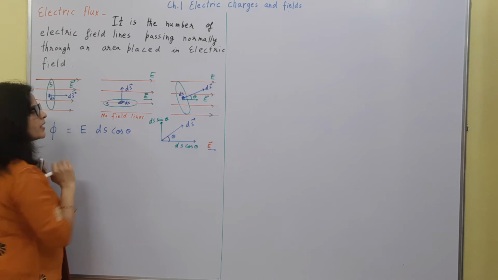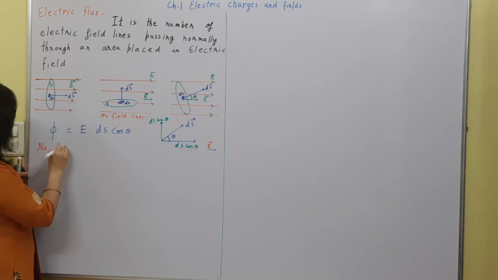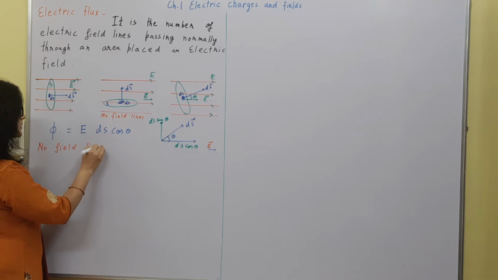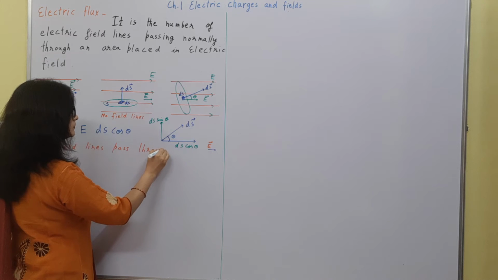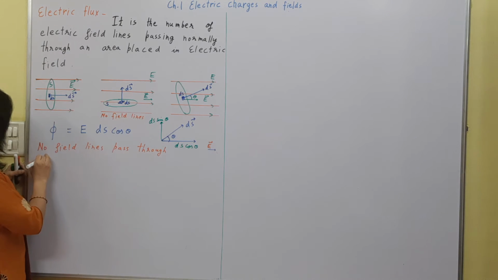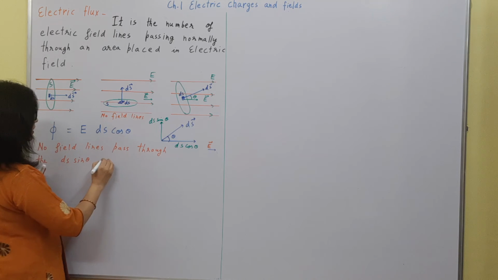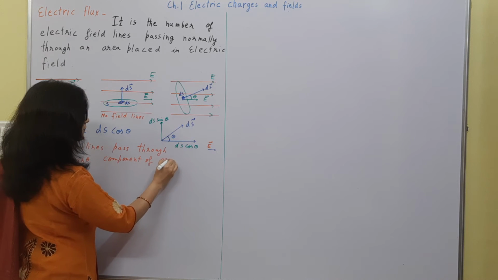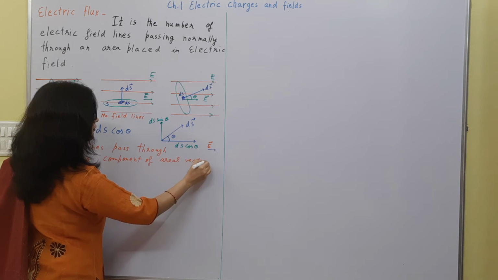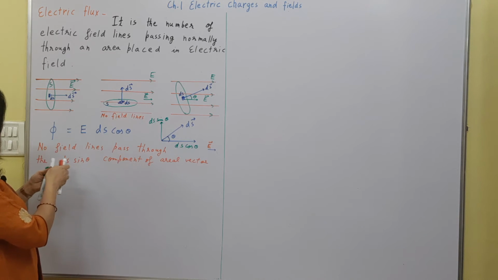So when the surface area vector is perpendicular to the electric field, then no field lines pass. So that means no field lines pass through the ds sin theta component of the area vector. So here, for your reminder, I am mentioning it as in figure 2.